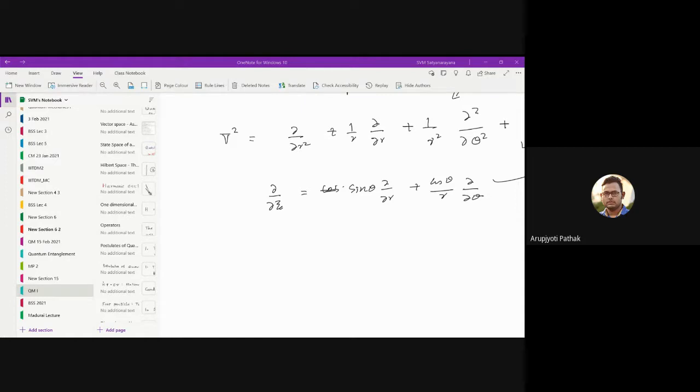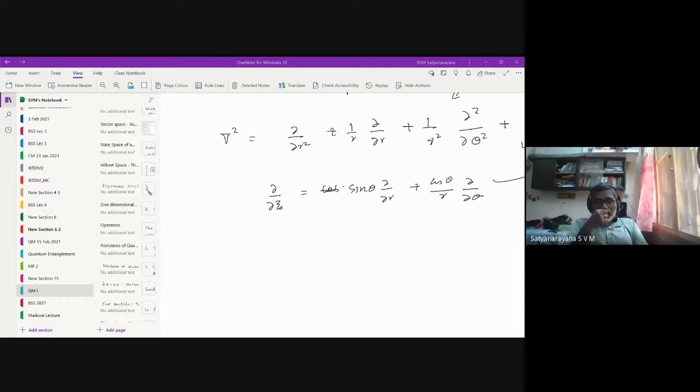Sir, in the hydrogen atom, is the interaction energy of the electron and nucleus considered to find the Hamiltonian? Yes, that is the potential energy experienced by the electron.